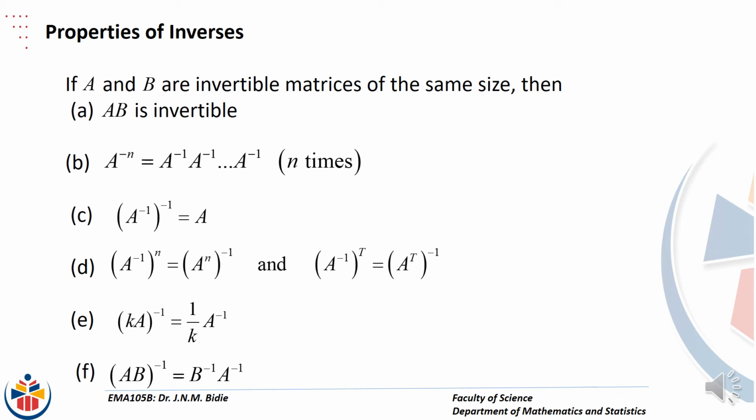F is very important. Remember, we had said A times B is never equal to B times A. So even in this case, the inverse of the product AB is equal to B inverse A inverse. Just like we did with the transpose. The transpose of AB is B transpose A transpose. So it's the same here. So we always start with the second matrix when we do the multiplication of inverses of those matrices.